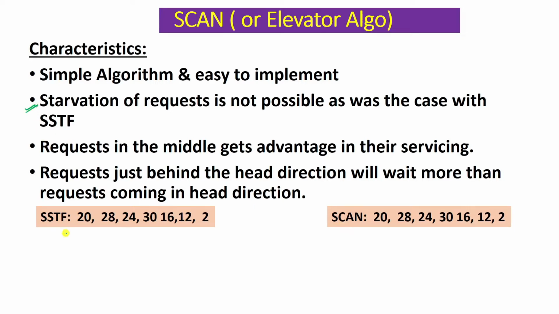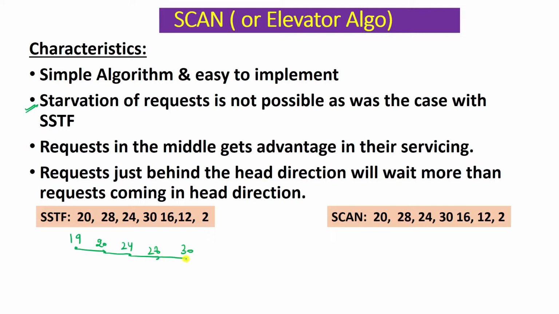So according to SSTF, let's say we are currently at the 19th cylinder. According to SSTF, we have to go to the closest cylinder. So if you find the distance from 19 for all these requests, we'll see 28 is closest to 19. So we'll go to 28. Then from 28 we'll see that 24 is actually closer, so we'll go to 24. Then 28 is closer, then this 30 is closer.